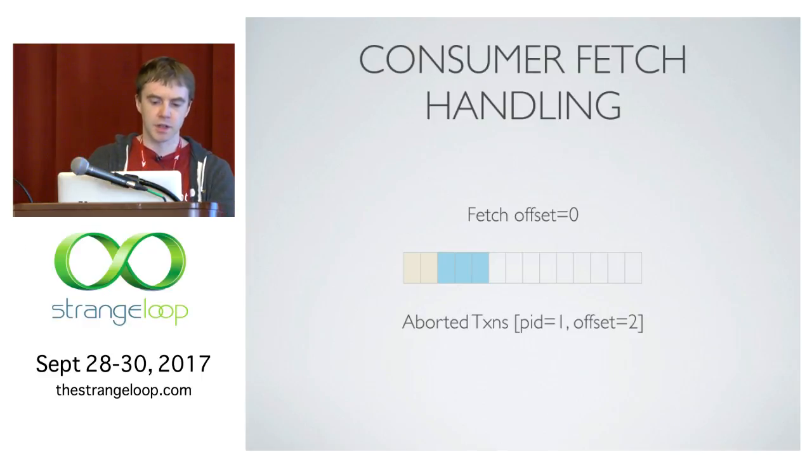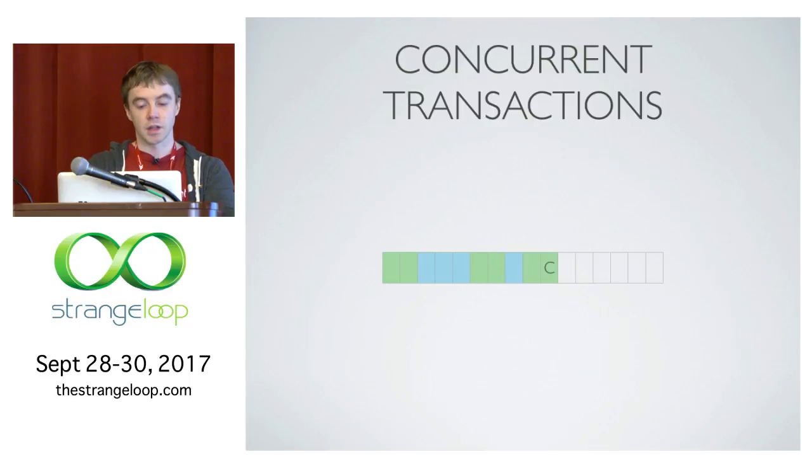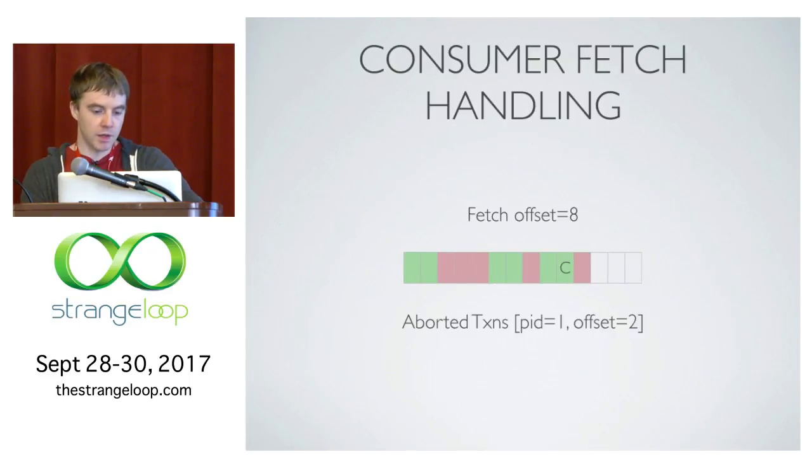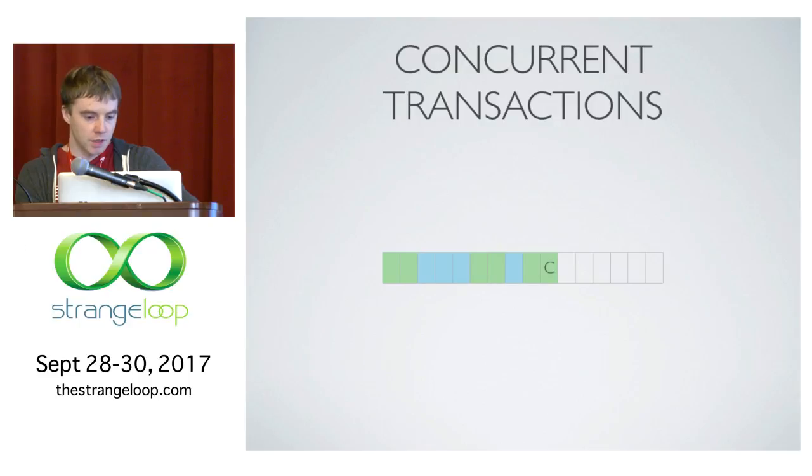So how does this actually look? How does this change this picture? Well, when we send a fetch at offset 0, we get back the same data plus this aborted transaction which begins at offset 2. So immediately we can return that data even though we haven't seen any markers. So this just continues along like this. Eventually we see those markers, and we can continue.